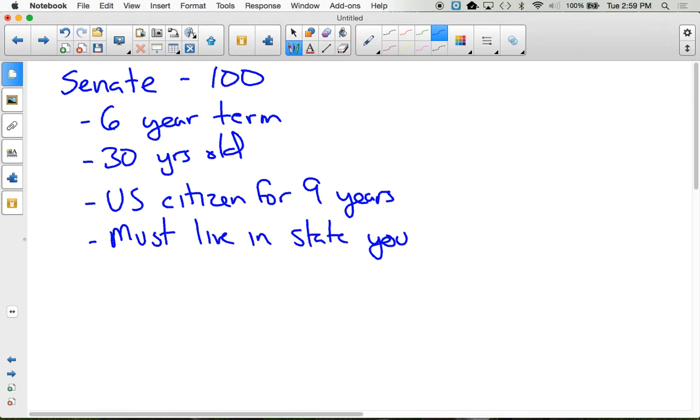You must live in the state you represent. A good example of this is Hillary Clinton. When she became the senator in New York, she had to move to New York in order to be the senator from New York. You can run for any state. If I wanted to move to Wisconsin and become a senator, I could do so. Could you run while you live here and then move there? Yes, you could. But what is the likelihood of somebody electing you? Probably unlikely.